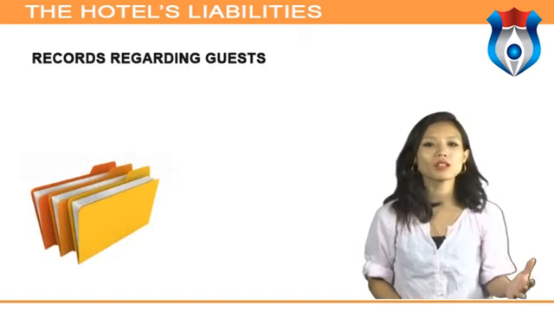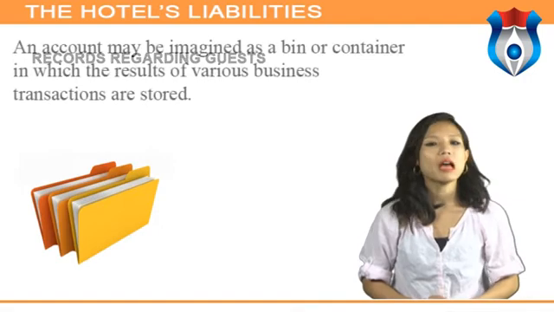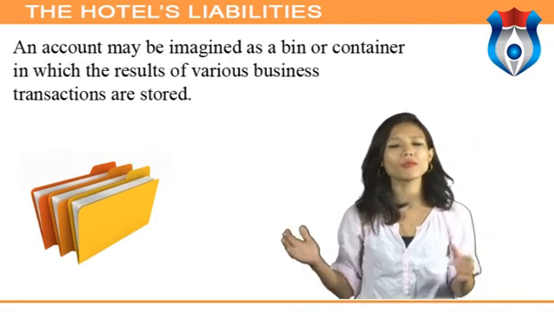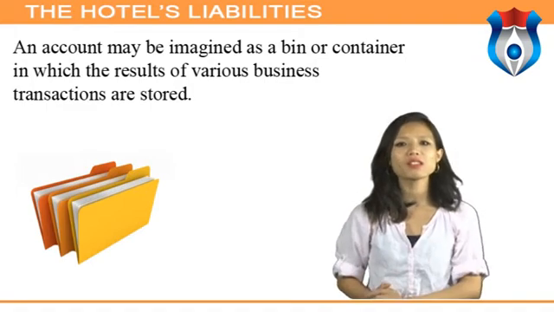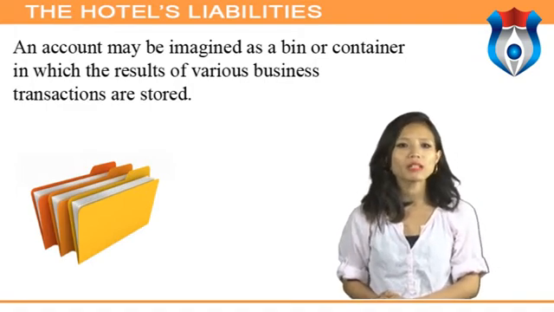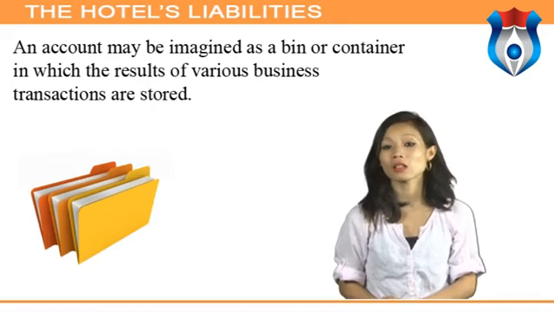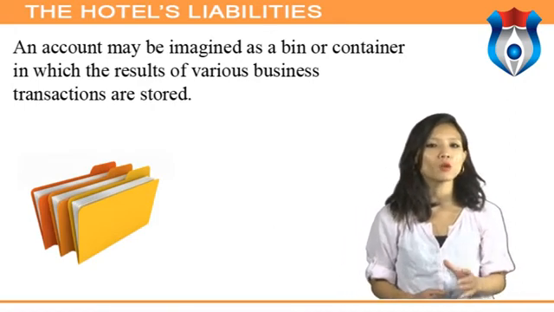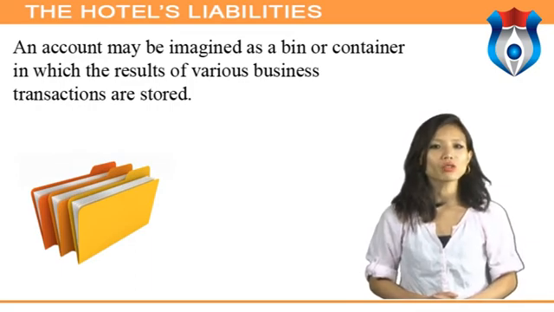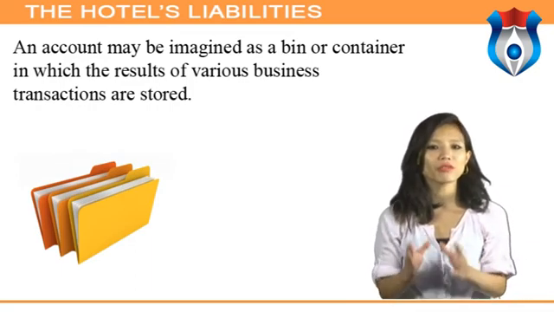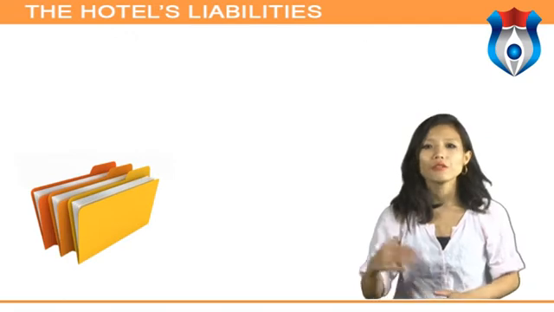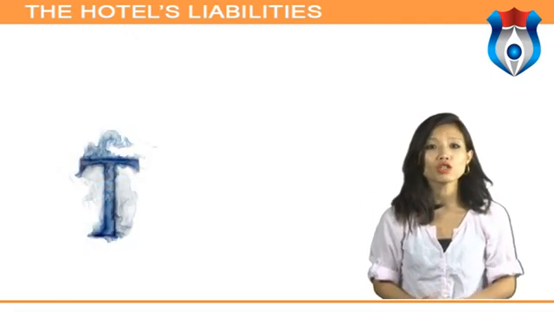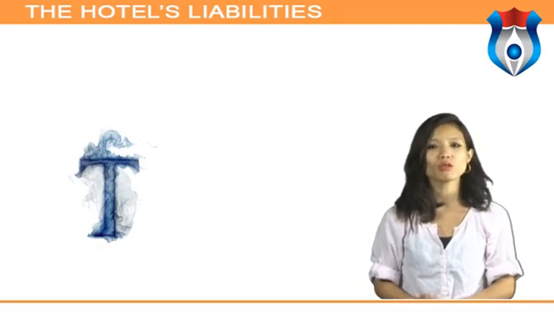Let us now discuss records regarding guests. An account may be imagined as a bin or container in which the various results of business transactions are stored. The increases and decreases in an account are calculated and the resulting monetary amount is called the account balance. Any financial transaction that occurs in the hotel may affect several accounts. Front office accounts are record-keeping devices to store information about guest and non-guest financial transactions.